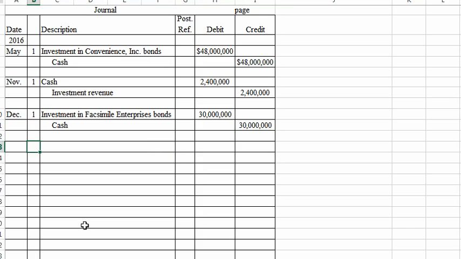Okay, then on December 31st, purchased U.S. Treasury bills that mature in 2 months for $8.9 million. Debit investment in U.S. Treasury bills, and the amount of the investment there was $8.9 million, or $8,900,000. And the account to credit is cash.